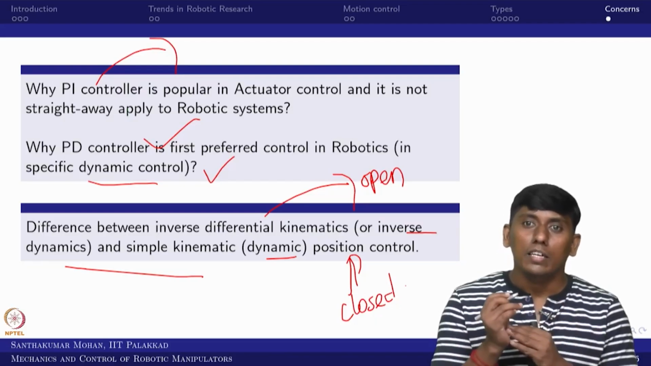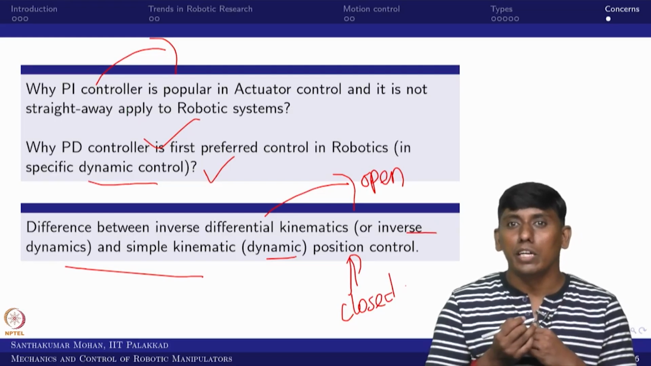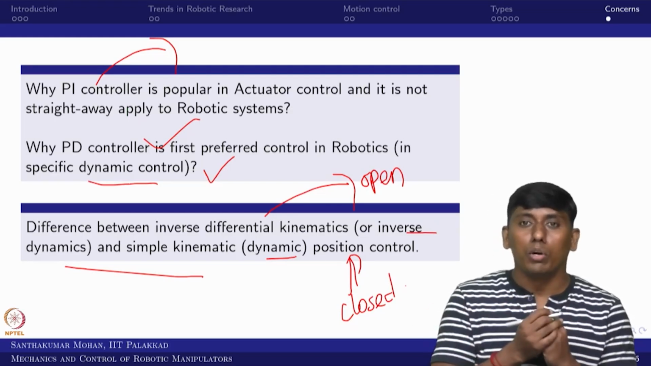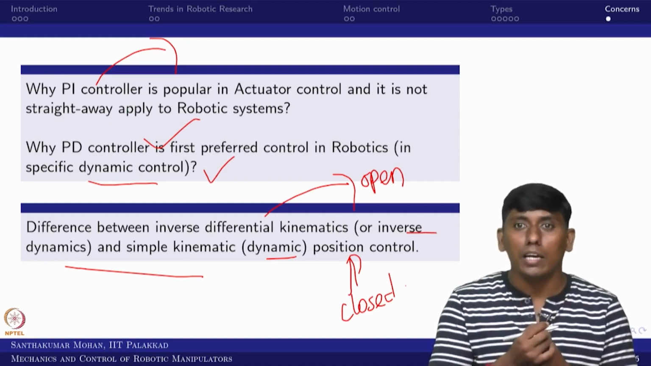In the next class we will see a simple kinematic control. We start from inverse differential kinematics and we end with kinematic control with proportional or proportional integral control. Until then, see you then, bye.